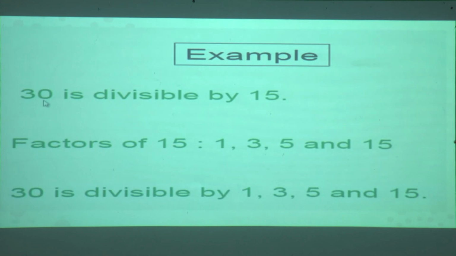For example, 30 is divisible by 15. See, the factors of 15 are 1, 3, 5 and 15. So 30 is divisible by 1, 3, 5 and 15. Why? Because 30 is divisible by 15, and these are the factors of 15. So 30 is also divisible by these factors.